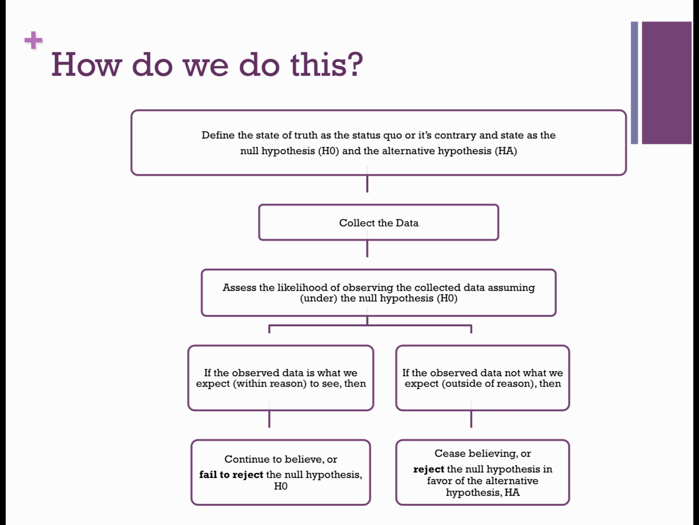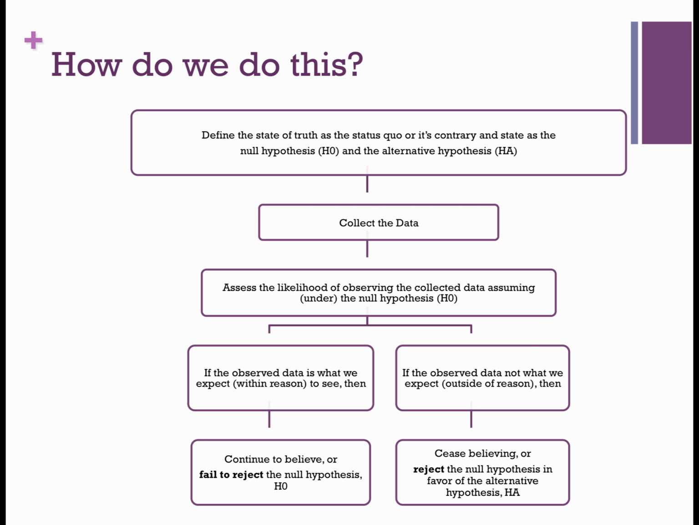How is it that we're going to do this? As you saw, we are going to collect some data, we're going to assess that data, and we're going to answer a question. The question has to be a statistical question. We will define the state of truth as the status quo, and then the contrary state of that. The truth will be the null hypothesis, and the alternative is going to be the opposite of the null hypothesis. We will then collect our data, or if the data has already been collected, we will take a look at the data. We will then assess the likelihood of observing the collected data, assuming the null is true. Remember, we are operating under the null hypothesis.